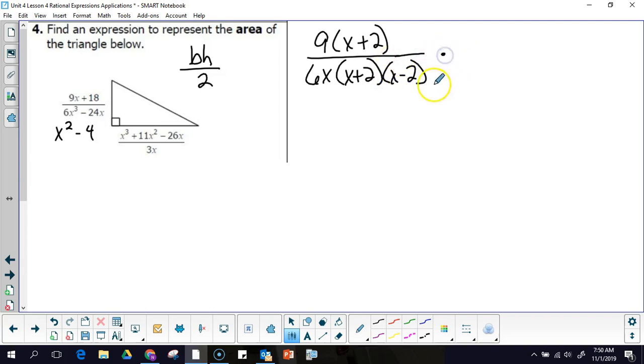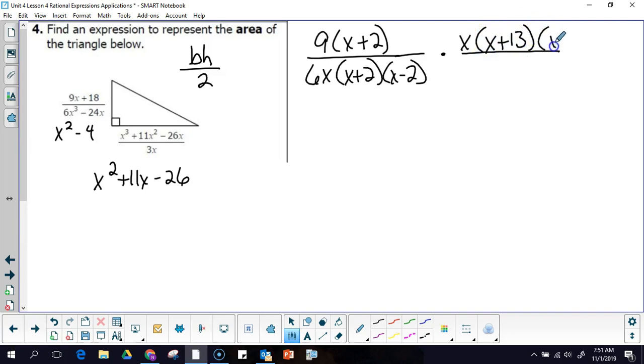Then we have times. Let's take out an x. And then if we take out an x, we have x squared plus 11x minus 26. That's 13 times 2. X plus 13, x minus 2 would work for that one, over 3x.